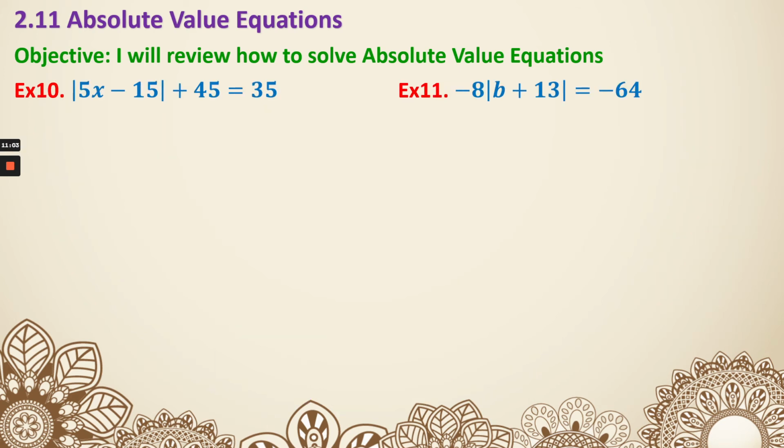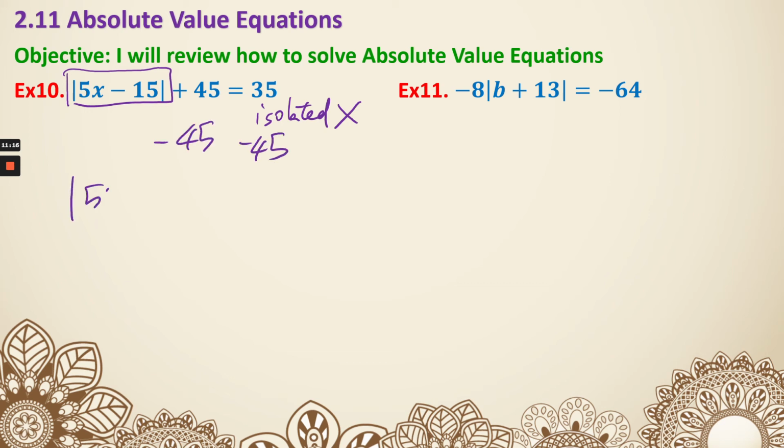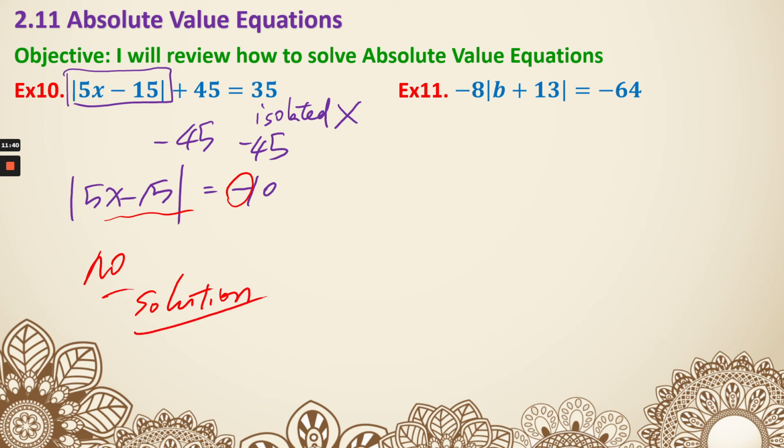Next, number 10. My absolute value is right here. So my first question is still to ask, is it actually isolated? The answer is no. So I need to subtract 45 on both sides. So I will get 5x minus 15 equals -10. Now it's time to actually make sure you check the definition. Again, the definition for absolute value is distance from 0, so it can never be negative. And we do see a negative sign being set up with the absolute value, so the answer is automatically no solution. There's not even a case to set.